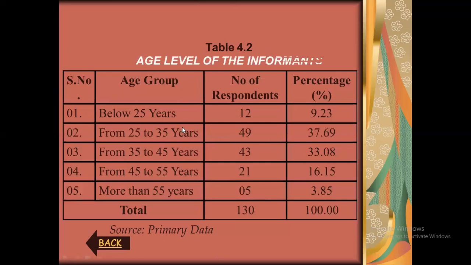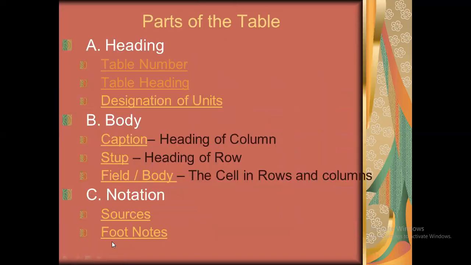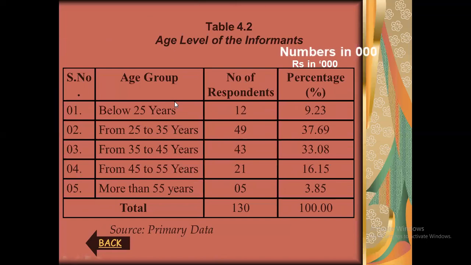In this table, I am explaining the age group of the respondents. So I put the table heading as age level of the respondents, or the respondents' age levels should be mentioned as the heading. The headings represent the nature of the data. And the third part is called designation of the unit. Sometimes huge numbers are used in the data. At that time, the researchers mention the number of units, including everything.